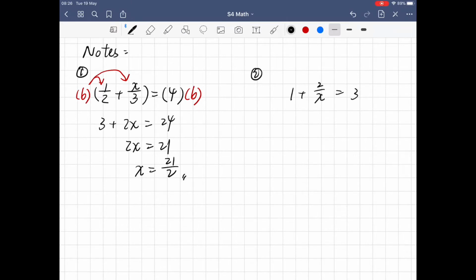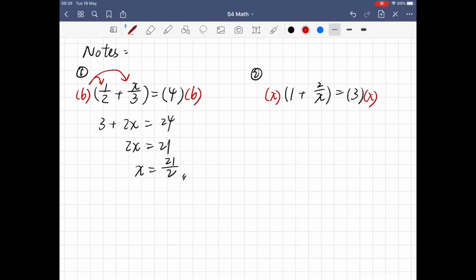So in the second situation, we have 1 plus 2 over x equals 3. So again, in this case, we want to get rid of the fraction. So how can we remove the denominator x? Okay, and the answer is we can multiply both sides with x.